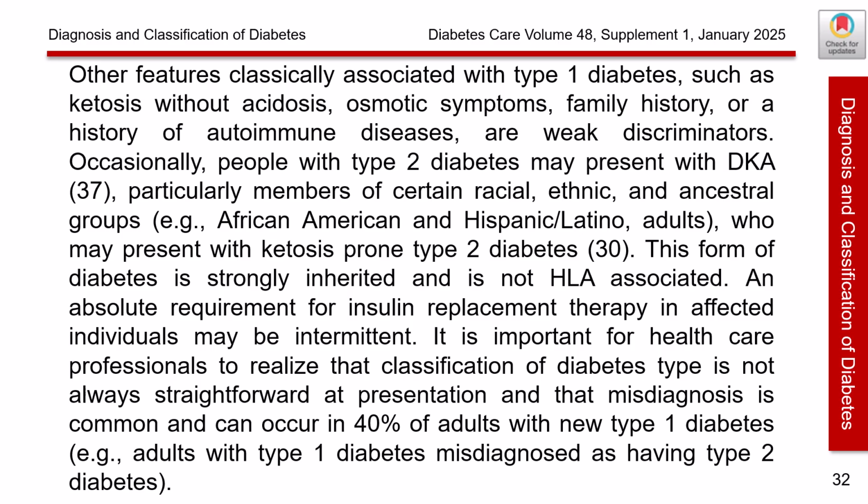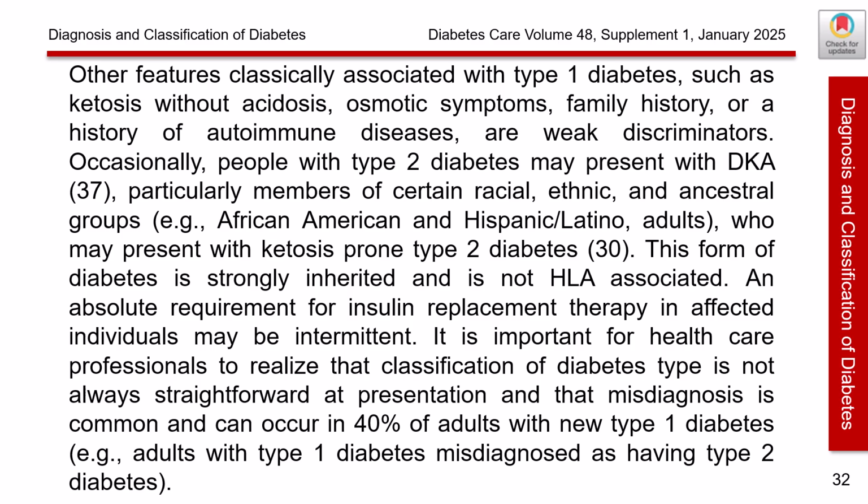Occasionally, people with type 2 diabetes may present with diabetic ketoacidosis, particularly members of certain racial, ethnic, and ancestral groups, for example, African American and Hispanic or Latino adults who may present with ketosis-prone type 2 diabetes. This form of diabetes is strongly inherited and is not human leukocyte antigen associated. An absolute requirement for insulin replacement therapy in affected individuals may be intermittent.